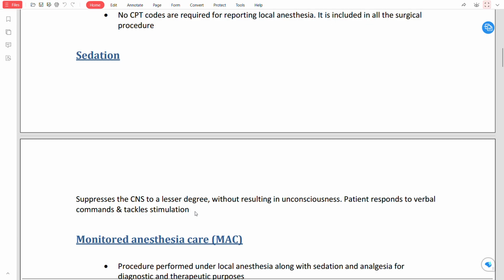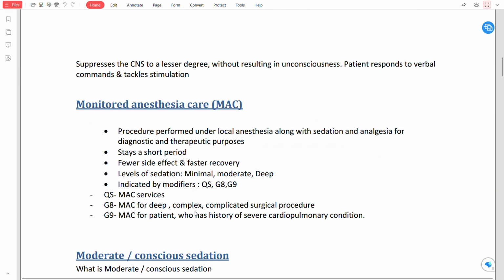Next is monitored anesthesia care, or MAC. This is a procedure performed under local anesthesia along with sedation and analgesia for diagnostic and therapeutic purposes. It is not long lasting; it stays for a short period, with fewer side effects and faster recovery.